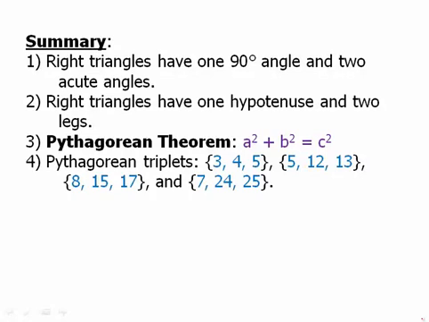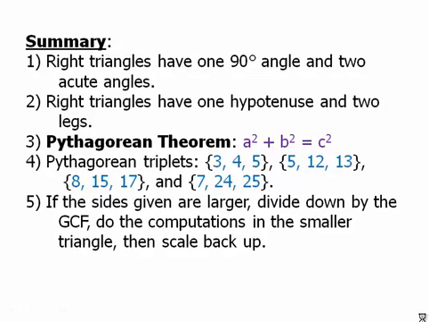The Pythagorean triplets are very handy to have memorized because they save you a lot of time. If you know these, you can avoid all kinds of unnecessary calculations. And finally, if the sides of the triangle given are relatively large numbers, divide down by the greatest common factor, do the computations in the smaller triangle, and then scale back up. That is a much easier way to think about these problems.